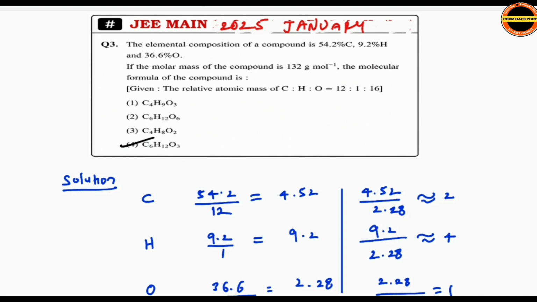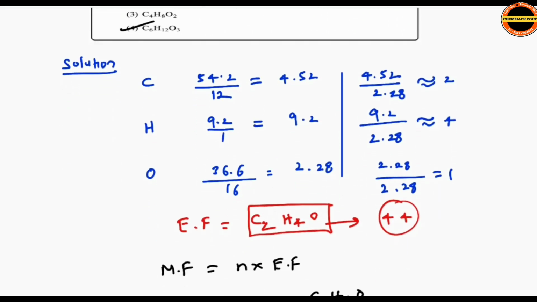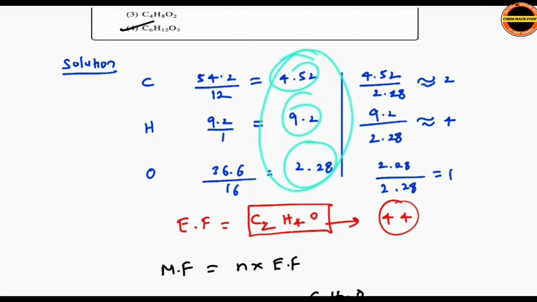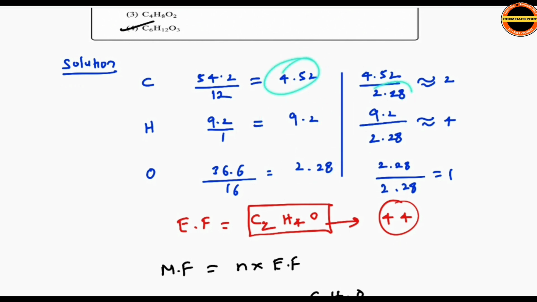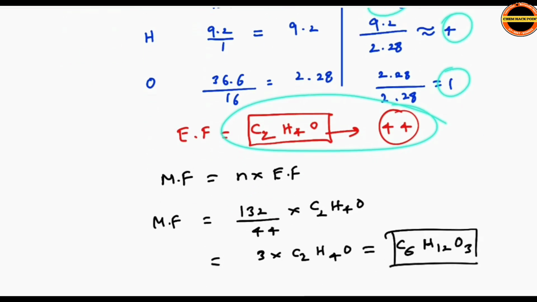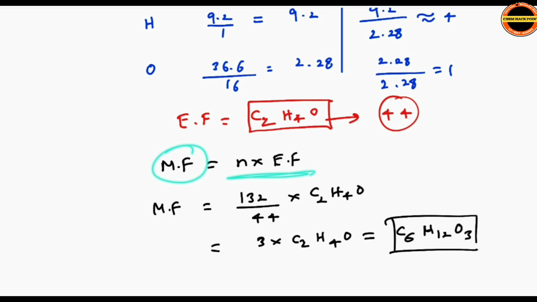Very easy. Once you know the method, you can calculate easily. First we calculate the number of moles. Among these three values, find the lowest value and divide all the values by the lowest value, so that you get the simplest ratio of atoms. After knowing this, molecular formula is N into empirical formula. Molar mass by empirical mass gives N, and multiplication gives the molecular formula.